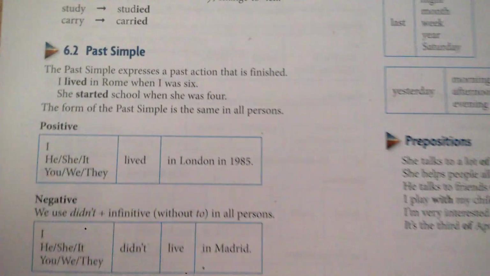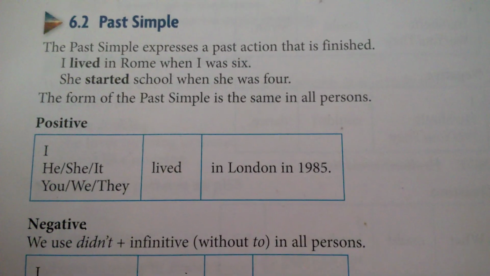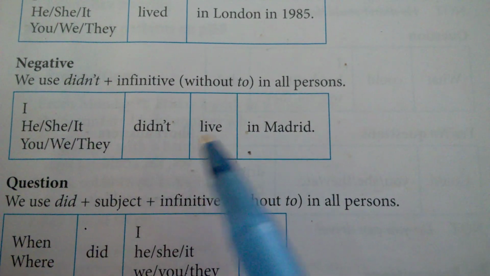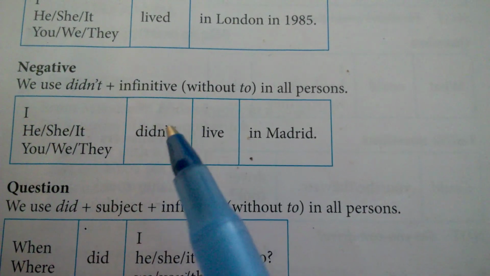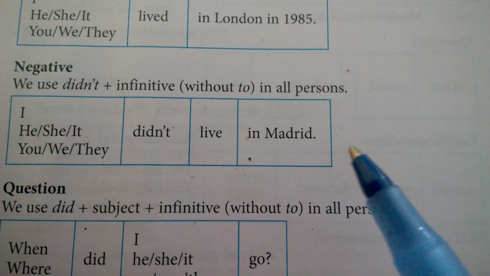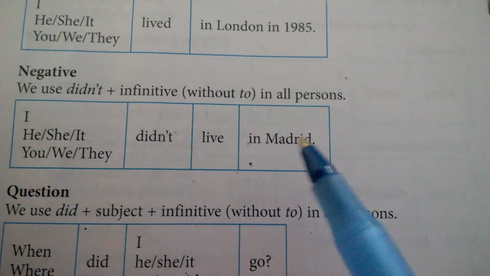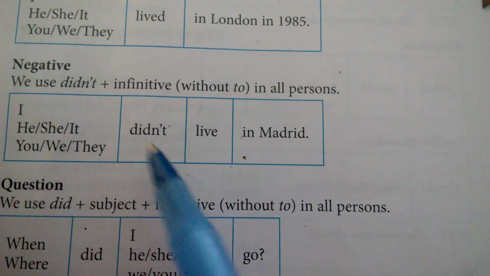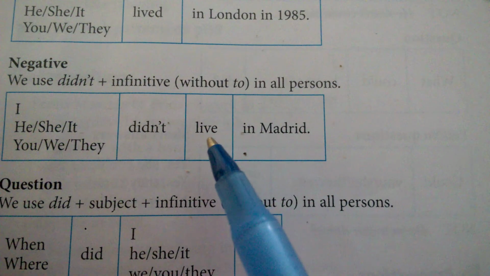For the past simple, the positive, this one is actually the same. The negatives, please do note that you would go didn't live. You don't say I live not in Madrid or I lived not in Madrid. You say I didn't live in Madrid. You also don't say I didn't lived in Madrid. You say didn't and the full verb.